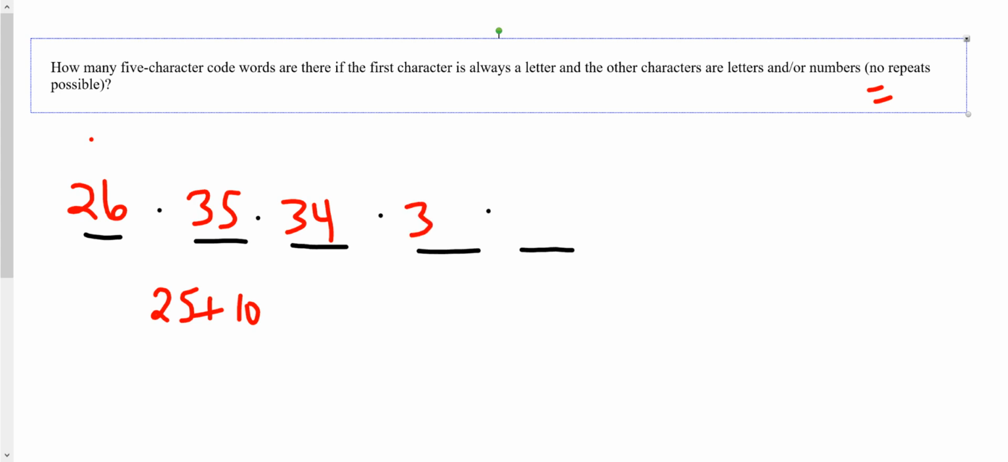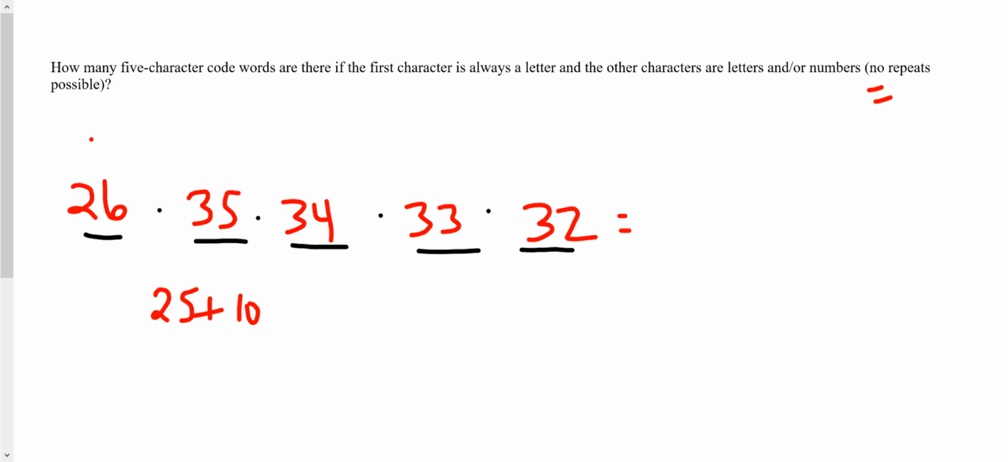And then we've taken 2 of them out. Now, 2 more, or 1 more, I should say. And so now we have 33. And then finally, we would have 32. And so when you multiply those out, you get 32,672,000, and then 640.